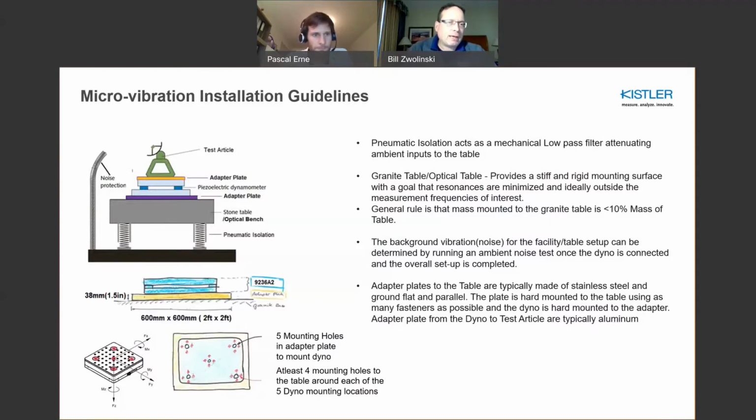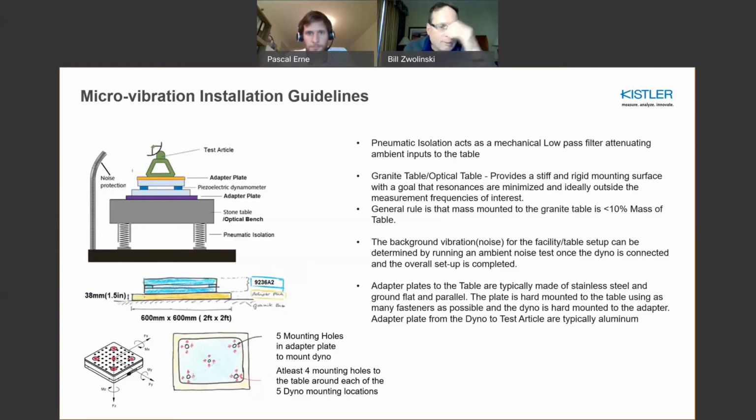What I have here is a very simple illustration that shows a stone table, or a granite table, or optical bench on a pneumatic isolation system with an adapter plate that couples the dynamometer into the table. And then you have another adapter plate on the top that couples the test article to the dynamometer. You also have some noise protection, so as not to increase the environmental noise of the measurement. Adapter plates are quite critical, but I'll say first, the pneumatic isolation is there mainly for seismic inputs. The stone table is there to minimize resonances, or to put resonances of that table out beyond the resonance of interest of the test article.